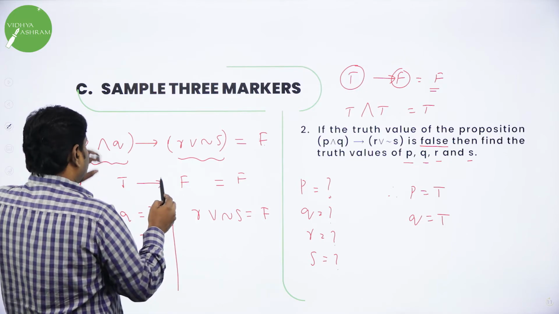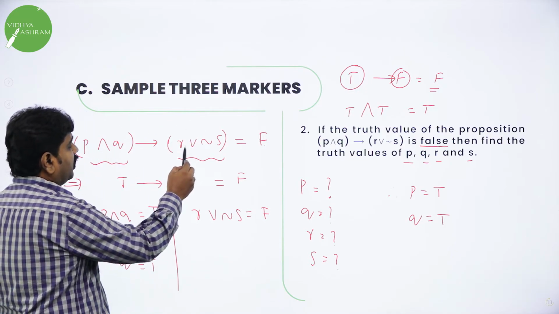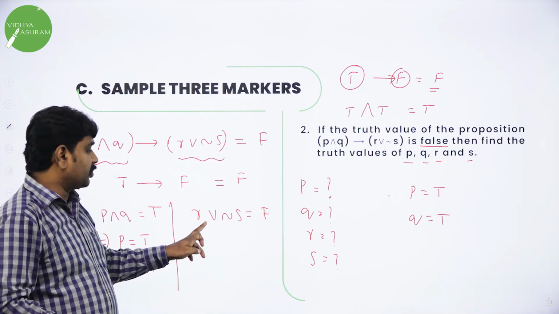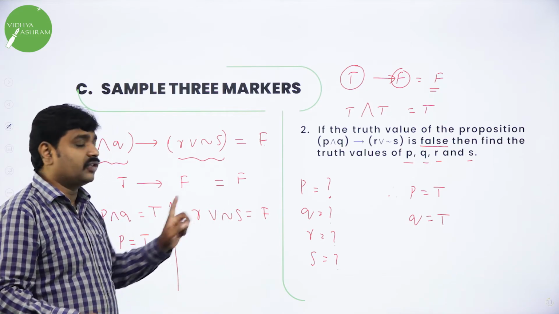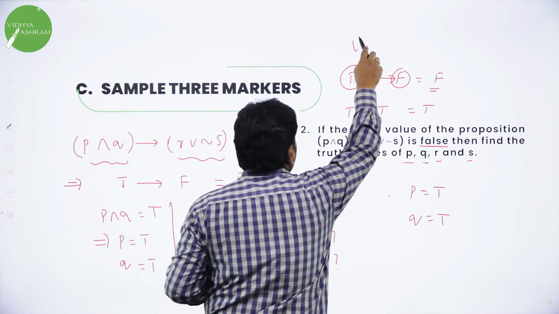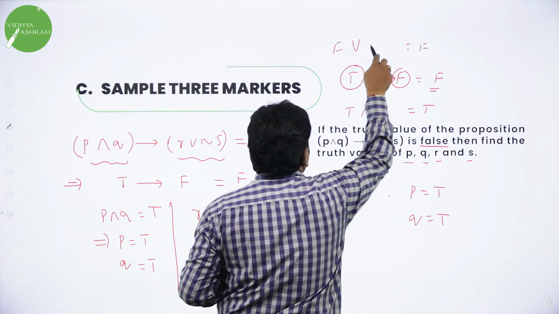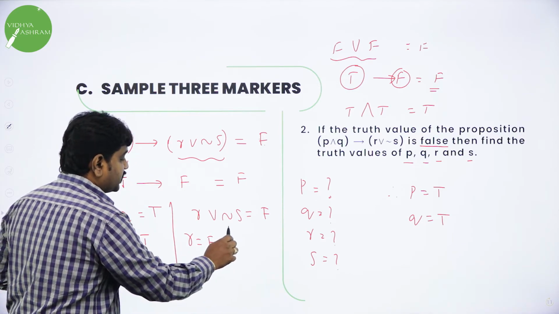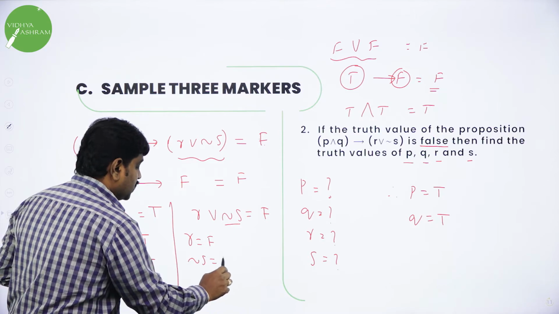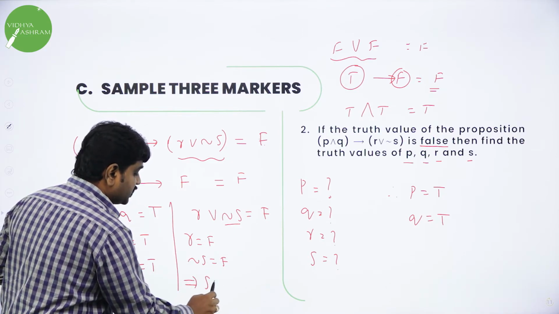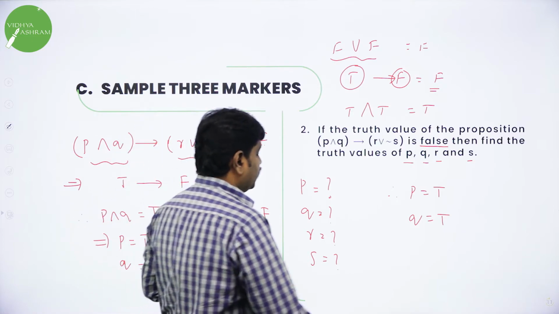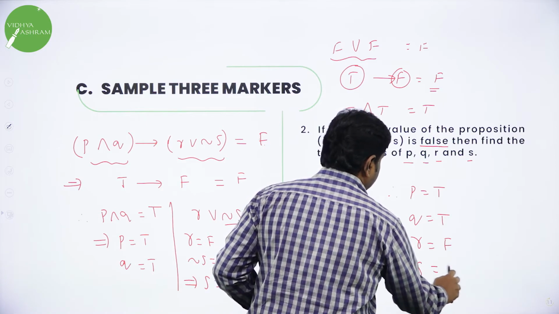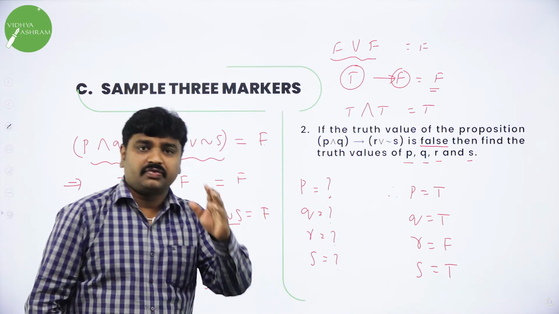So if your result is false, the first one is true and the second one is false. What is the second one? R or not S. For it to be false, and you know this operation, what is it? OR becomes false only if both are false. False or false becomes false. So therefore R has to be false. And not S also has to be false. If not S is false, that implies S is true. So R is false, and not S is false means S is true. So they wanted P, Q, R, S, and I got the values.